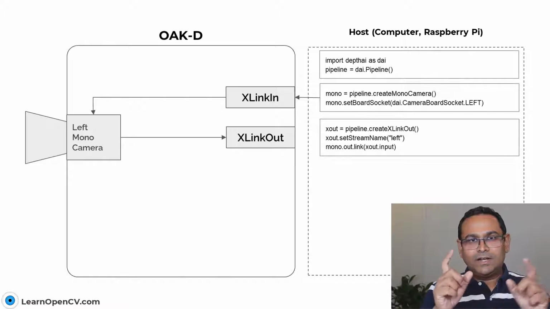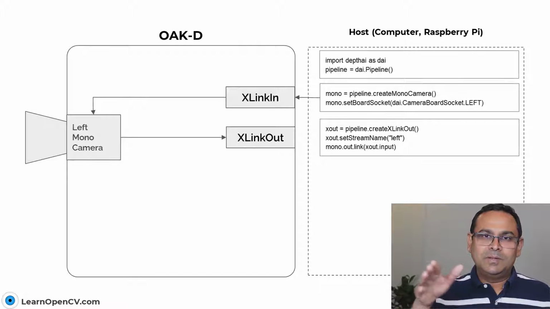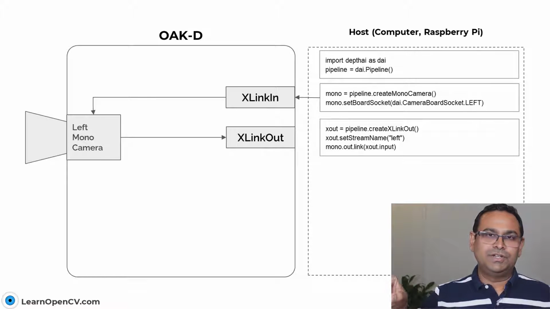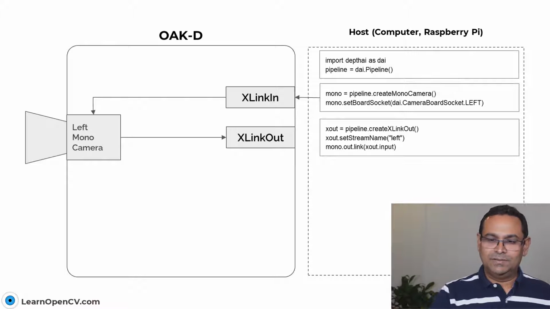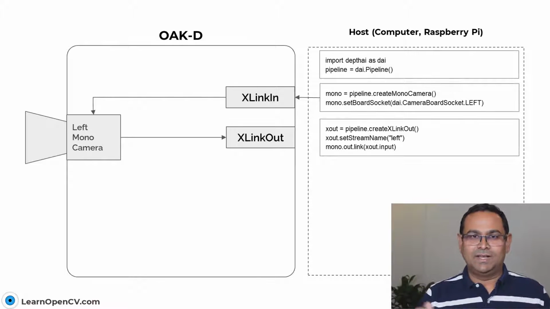Then we have still not linked this mono camera to the output. And using this, as you can see here on the screen, mono.out.link, we are taking the output of the mono camera and putting it as the input to the X-Link out, as you can see here. And now we have established a connection.